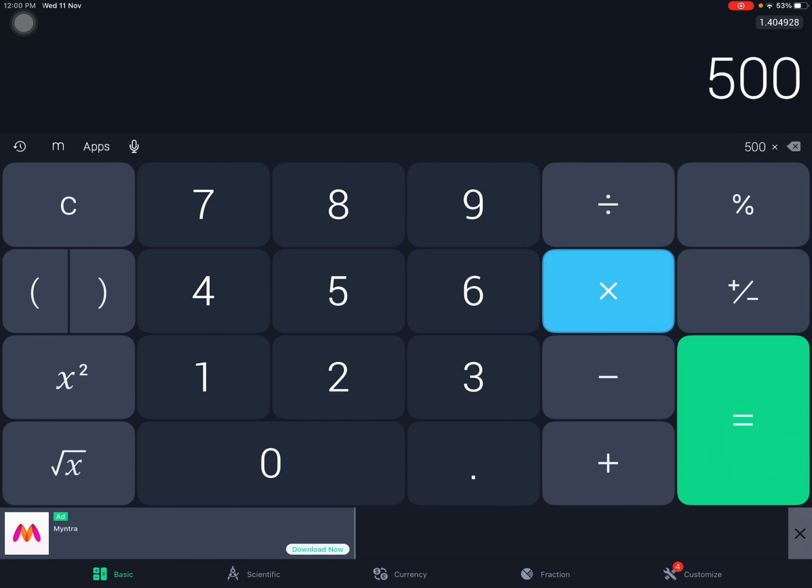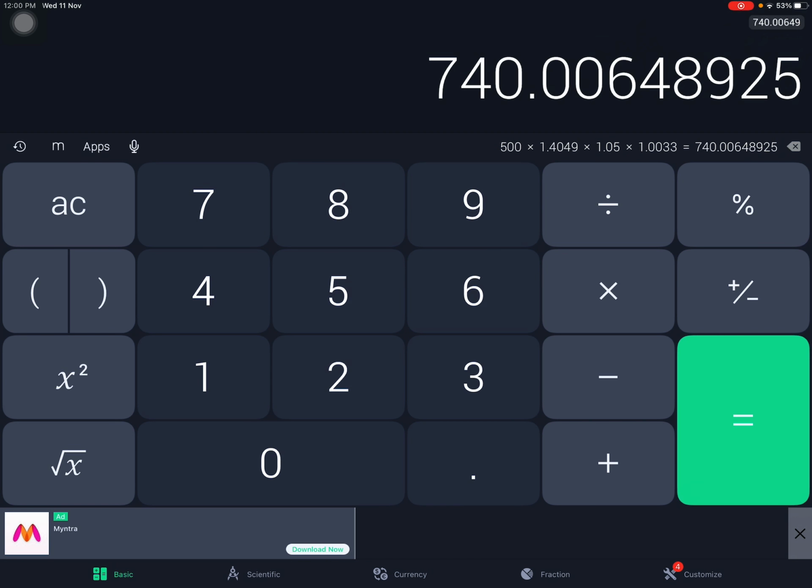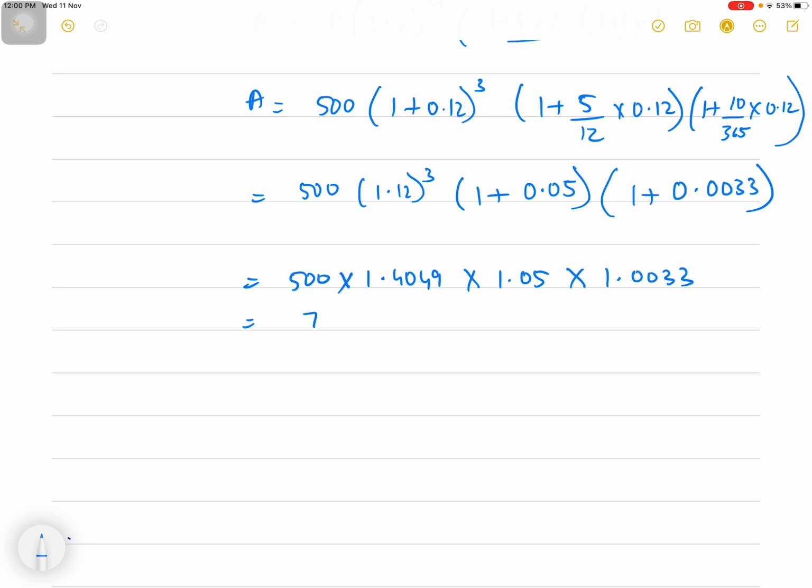$500 multiplied by 1.4049 multiplied by 1.05 multiplied by 1.0033. So it comes to 740. Okay. 740.01. Instead of writing 740.01, I'll write 740 only.